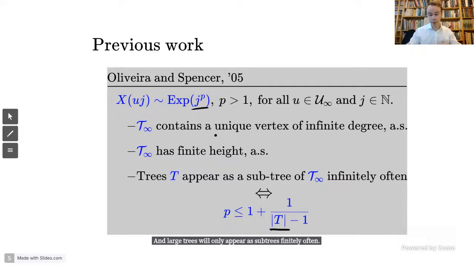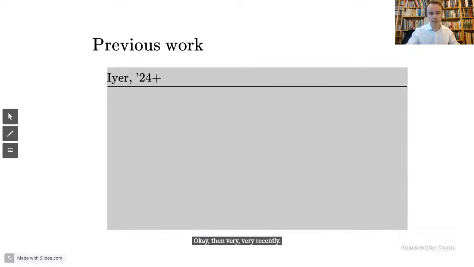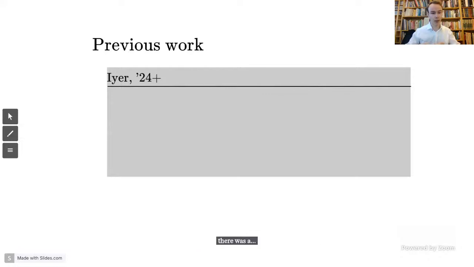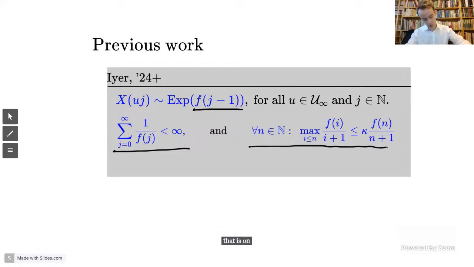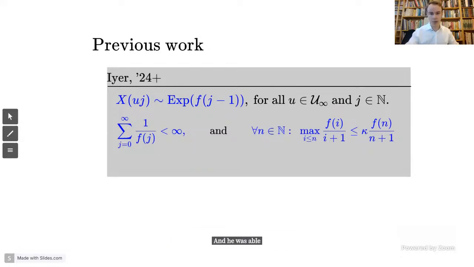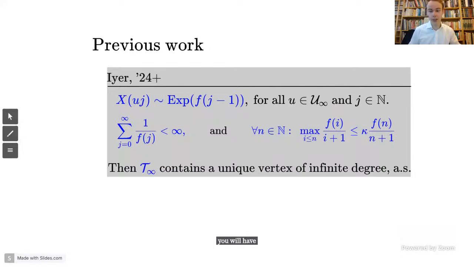Okay. Then very recently, a couple of weeks ago, there was a separate work by Tejas Iyer, who will appear further in this presentation as well. So he studied a much more general setting. Again, exponential interbirth times, but a very general attractiveness function f that satisfies this superlinear condition. And then also some additional technical condition that is on the right here, where this kappa is some positive constant. And he was able to show that in all such cases, you will have a unique vertex of infinite degree almost surely.